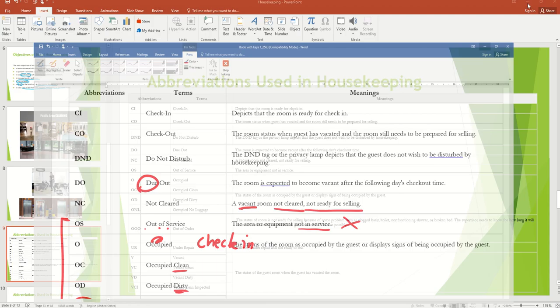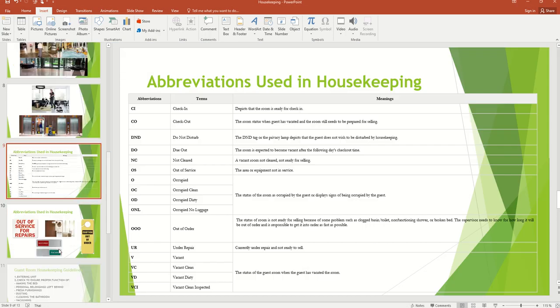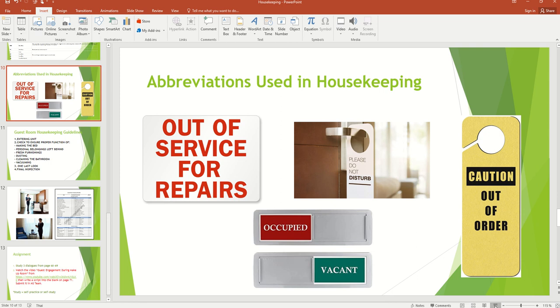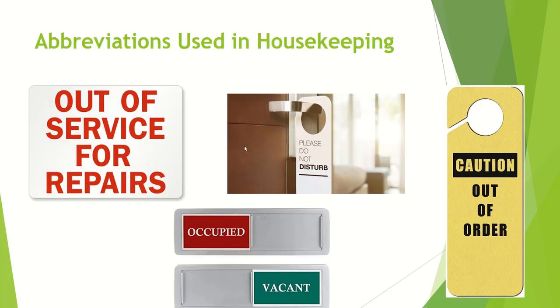Those are very useful, good to know. Okay, and right here are some pictures. The real ones. Why did I mention the real ones? Okay, this is called a tag or sign. A tag. Do not disturb. Out of service, under repair, occupied and vacant.